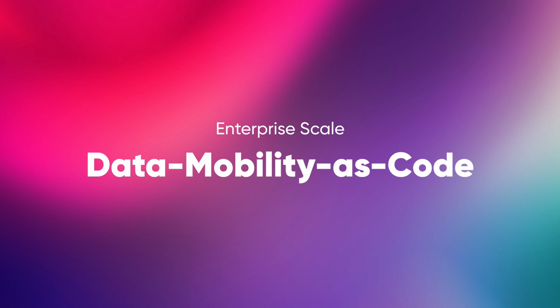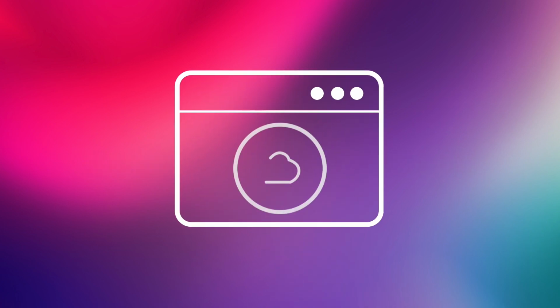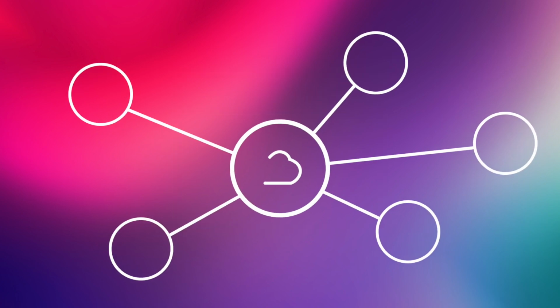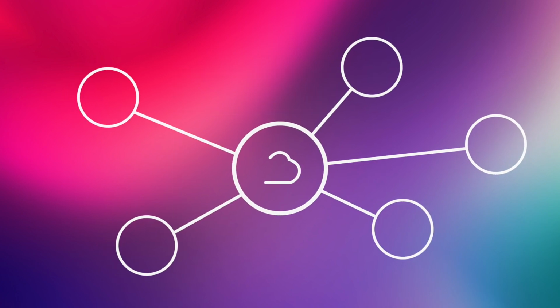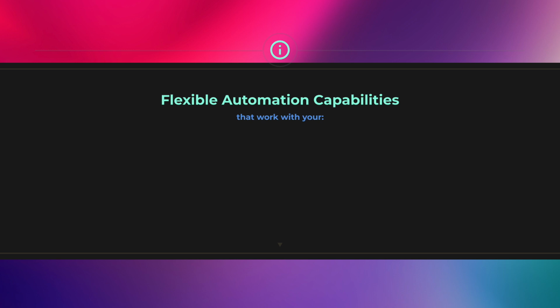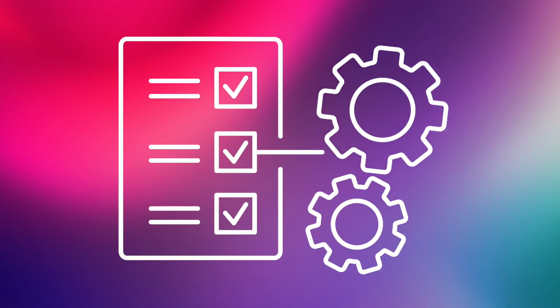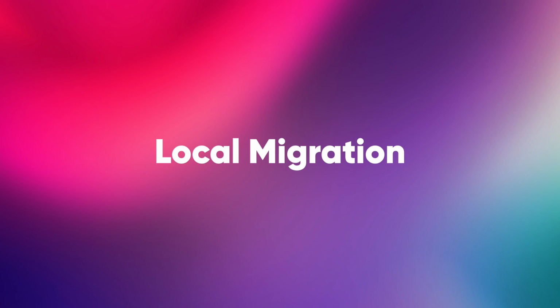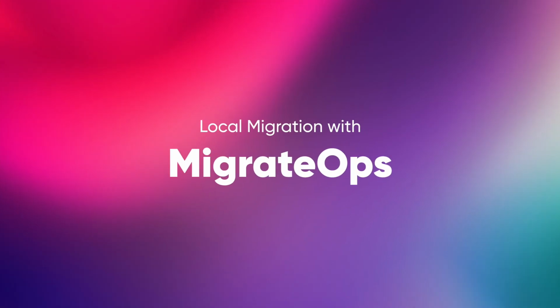MigrateOps is an enterprise-scale data mobility as code automation platform that optimizes global data mobility beyond just storage-to-storage data migration, thanks to the flexible automation capabilities that work with your OS, applications, or even cloud infrastructures. We are going to demonstrate one of the most common use cases of CMC, local migration. We will use MigrateOps' data mobility as code to do it at scale.